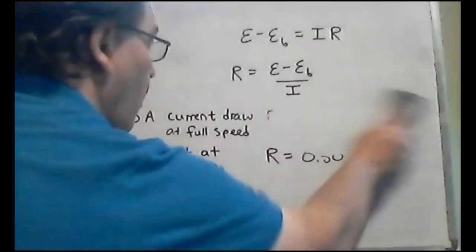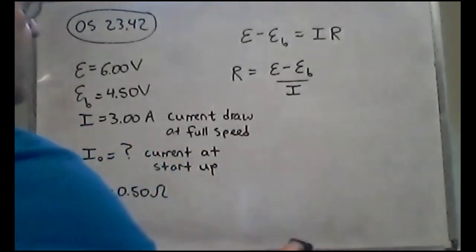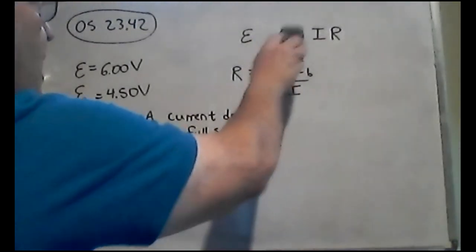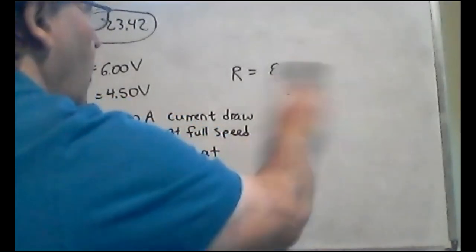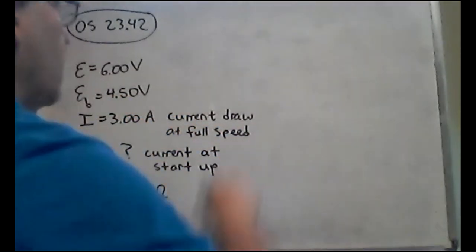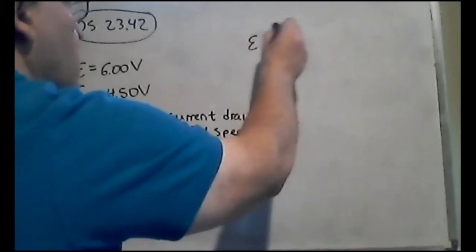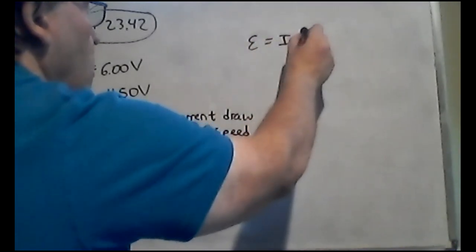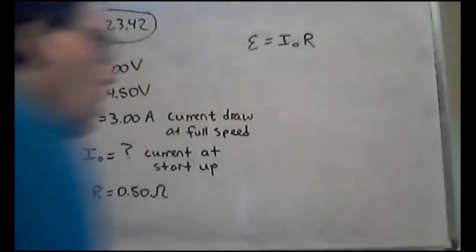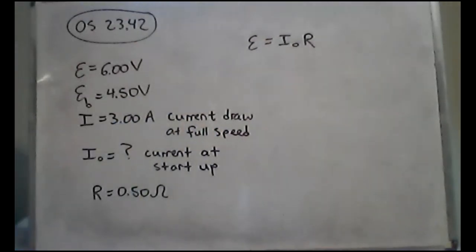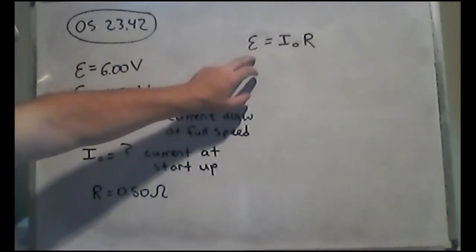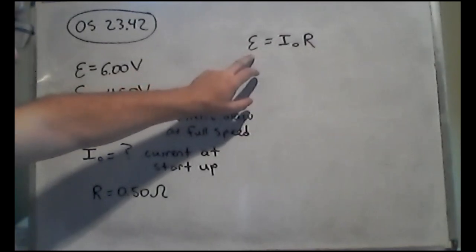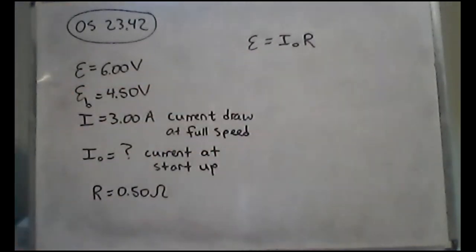So now, what I want to do is make the back EMF go to 0. So back EMF now goes to 0. And now I have epsilon is I naught R. As soon as I turn the motor on, the motor's not moving initially, so there is no back EMF. So at startup, I have to draw a very large current to account for the entire 6 volts. All right. So what current is that?